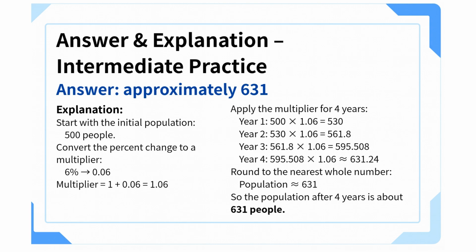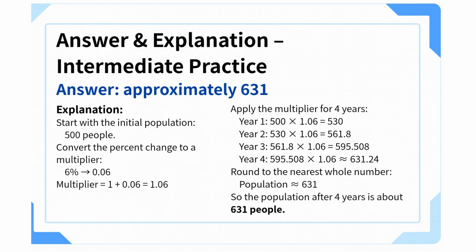After the first year, the population becomes 500 times 1.06, which equals 530. After the second year, 530 grows again by the same rate, giving us 561.8. In the third year, that value increases to about 595.5. And in the fourth year, multiplying again by 1.06 gives approximately 631.24. Finally, we round this result to the nearest whole number. So the predicted population after 4 years is about 631 people.